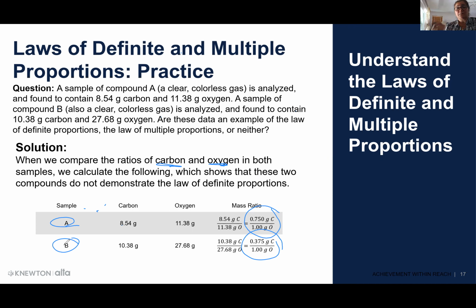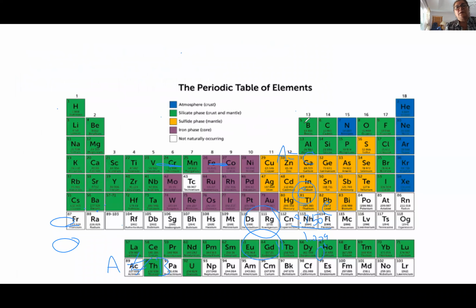Now, if you find a compound C that is made of carbon and oxygen only, and the final ratio for compound C is 0.750 carbon over 1 gram of oxygen, then you would say A equals C. But sample A is not the same as sample B.